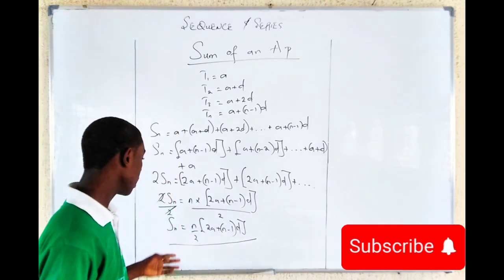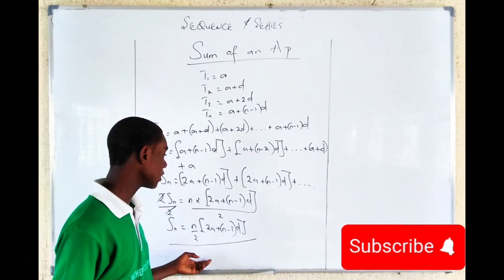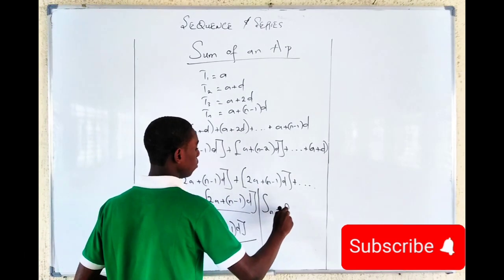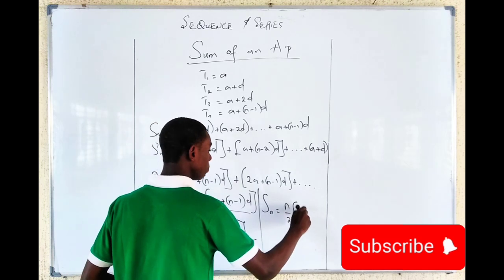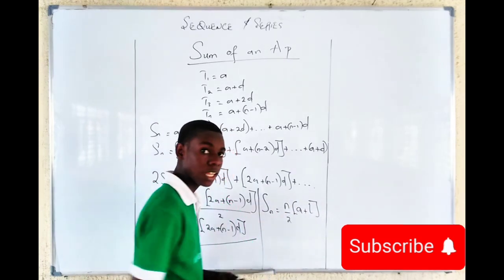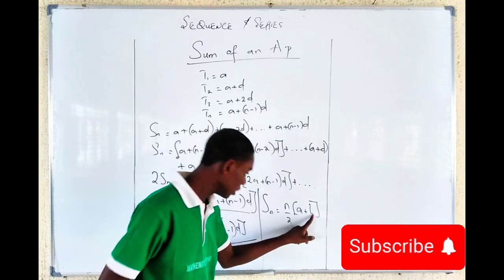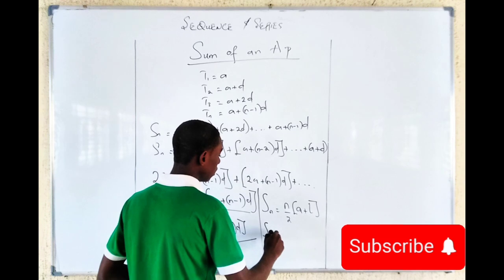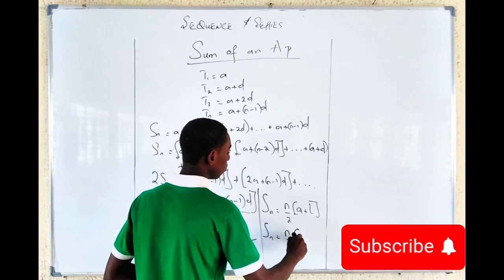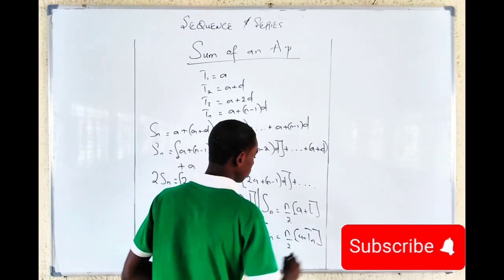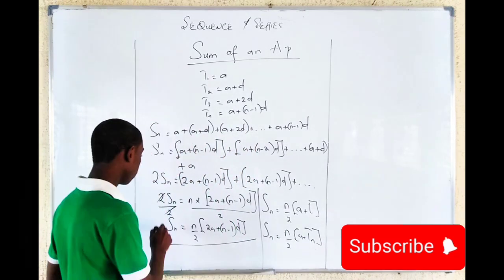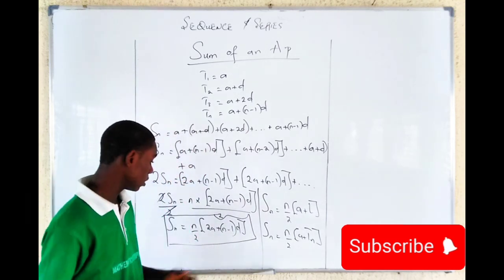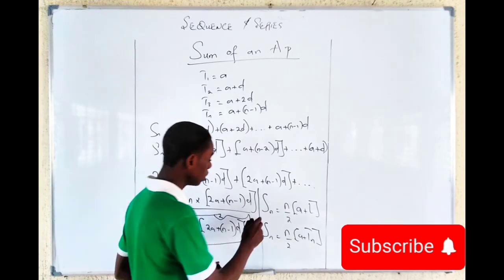But in case you are given the last term, you can also use S of n equal to n over 2 into A plus L, and this L is the last term. And don't forget that the last term is the same thing as your T of n. So this is the same thing as S of n equal to n over 2 into A plus T of n. It's still the same thing. So this is the formula you are going to be using to solve the sum of terms of an AP. When the last term is given, we use this one.